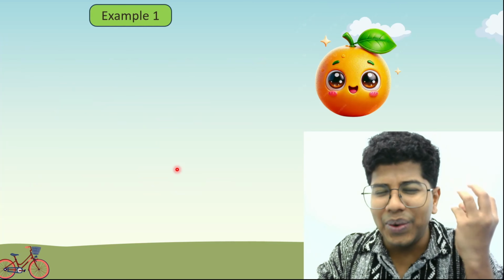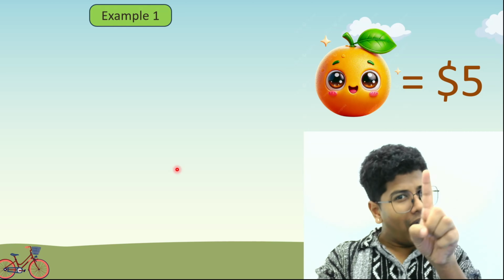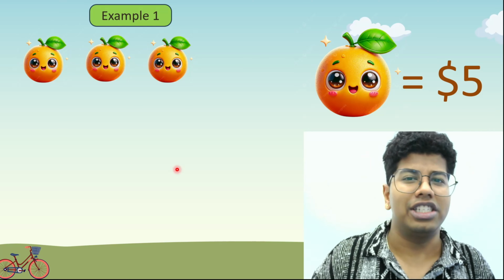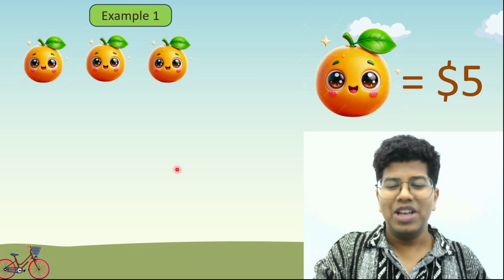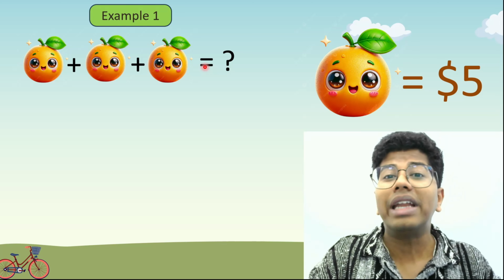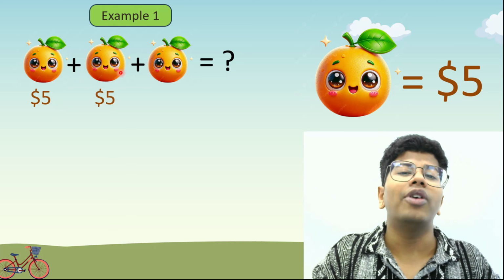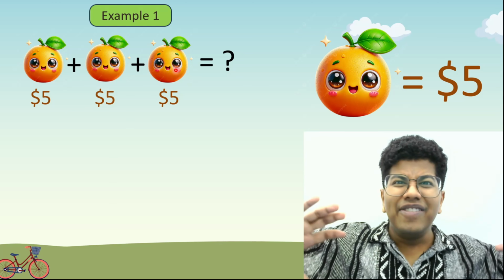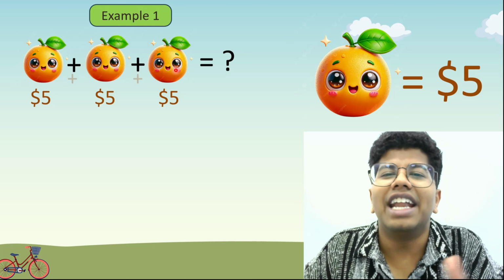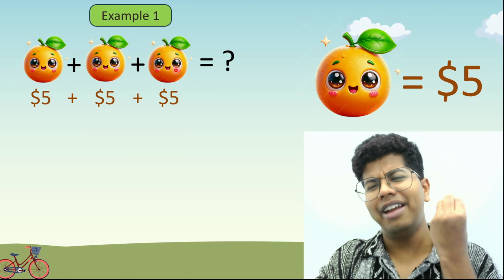Let's say there is a cute orange, and for one orange the price is $5. If I ask you, for 3 oranges, what will be the price? To find the price of these 3 oranges, what will I do? For one orange, we know it's $5. The other orange is also $5, the other orange is also $5, and we have to find the total cost. So we just add them up. 5 plus 5 plus 5, we all know it is nothing but 15.